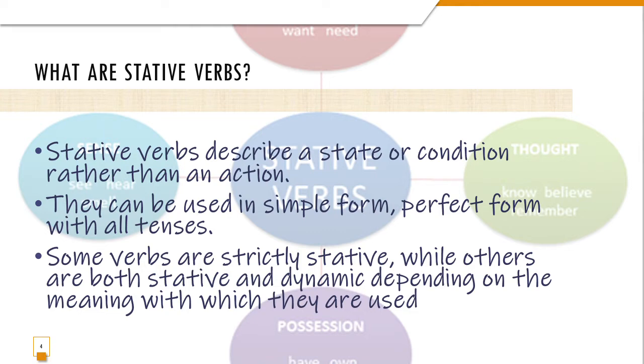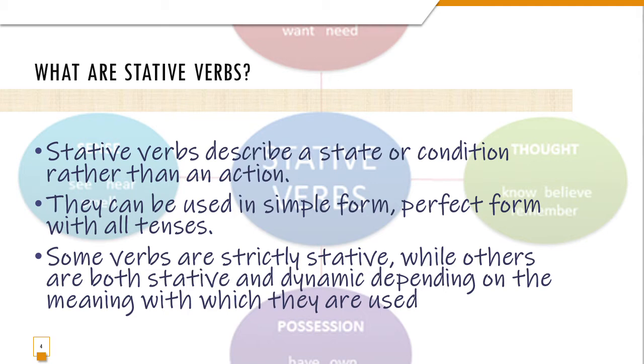So as the word suggests, stative verbs describe a state or condition. In short they are also called state verbs. They describe a state or condition and they don't talk about any action. There is no physical action going on. And they can be used in simple form, perfect form, with all tenses. Some verbs are strictly stative, meaning they don't have any dynamic meaning, while some other verbs are both stative and dynamic depending on the meaning with which they are used.